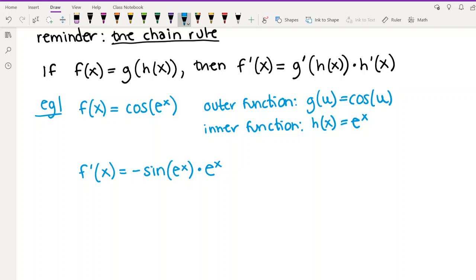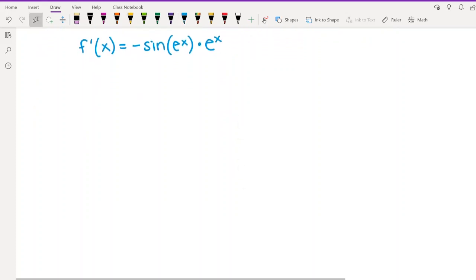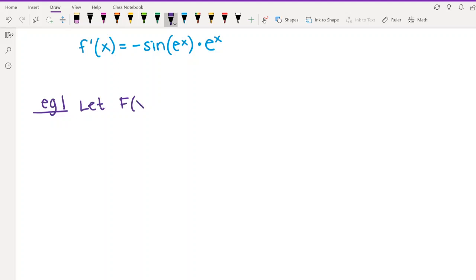Okay, so let's see how this plays out with an FTC problem. So let's say that we have, again, an area function. This time it's going to be f of x is equal to the integral from 1 to x to the fourth of sine of t dt. And so the question in this problem is going to be to find the derivative of this integral. So find f prime of x.